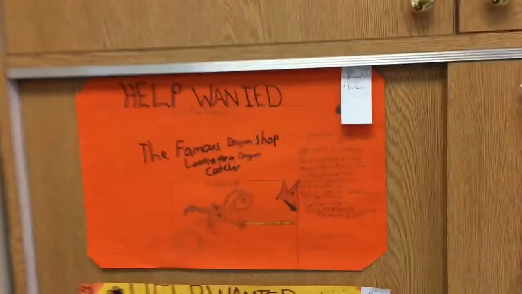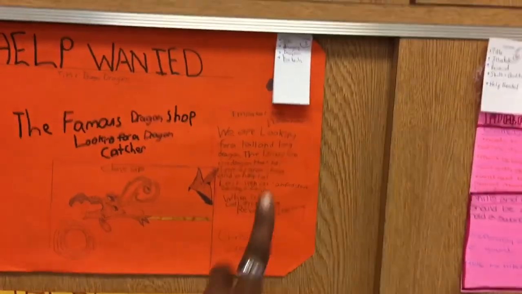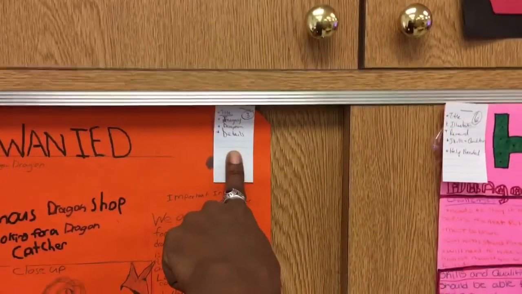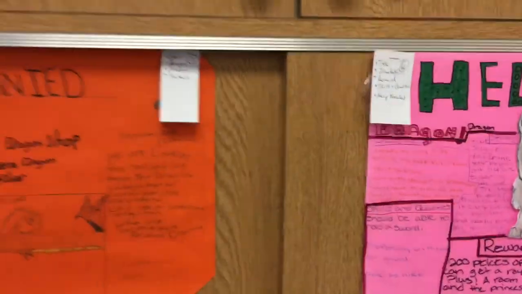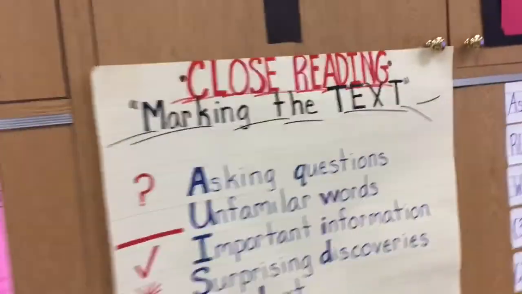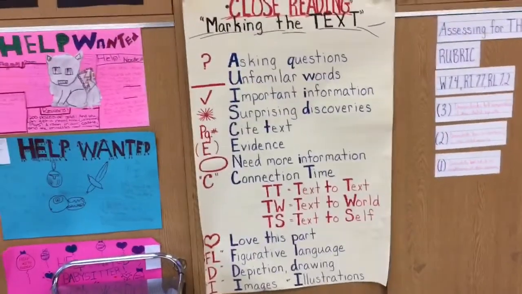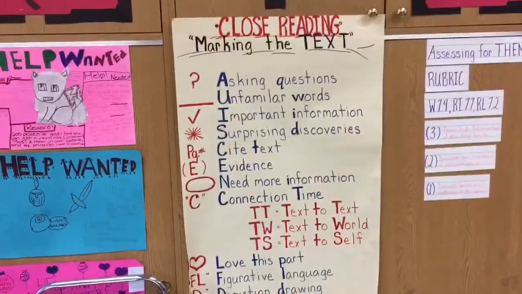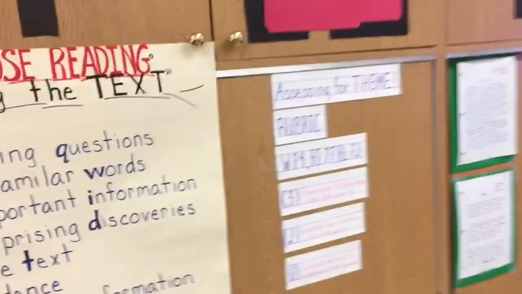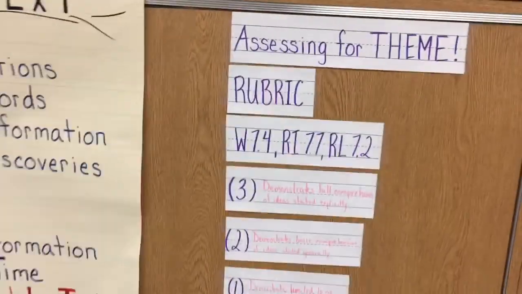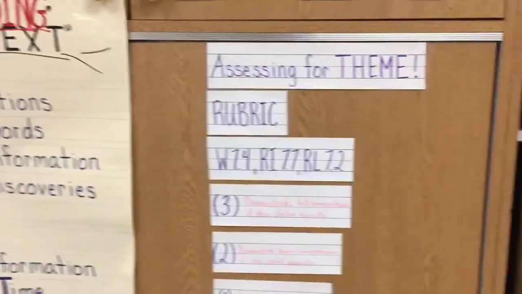Okay, if you look at what they're doing, this is some work that they did. You don't really need to take a lot of time. I tagged it, rubric it, put it up here. Close reading. We do a lot of close reading in here with their text. Okay, asking questions. This is the poster that I took. Okay, I write the standards, what they're doing in here, assessing the theme. They were assessing the theme with this.